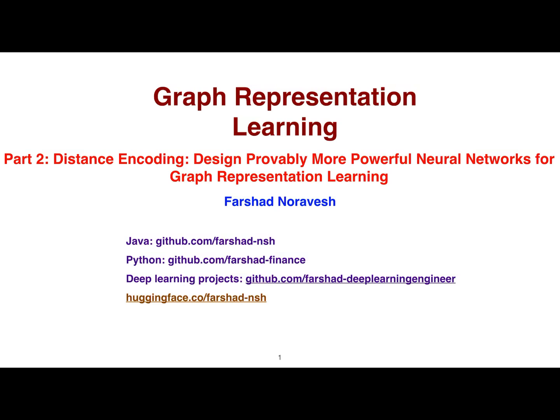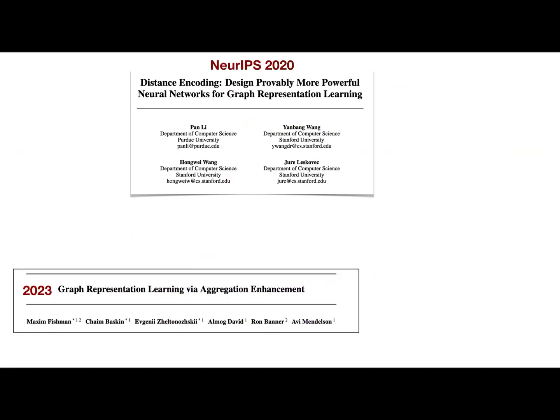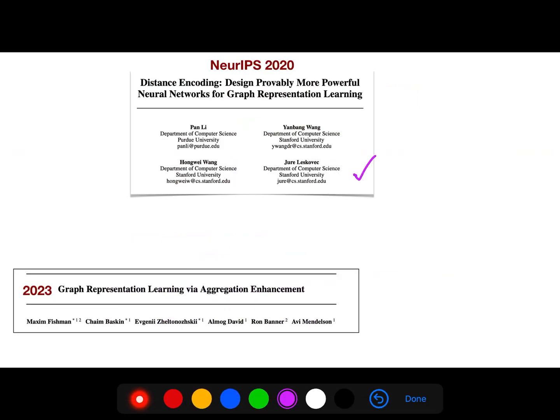Alright, so in this video I'm gonna be explaining this important article with the title Distance Encoding: Design Provably More Powerful Neural Networks for Graph Representation Learning. This paper is from NeurIPS 2020.